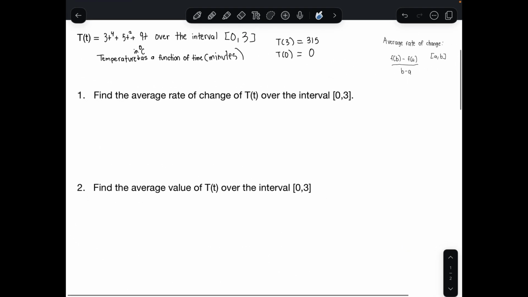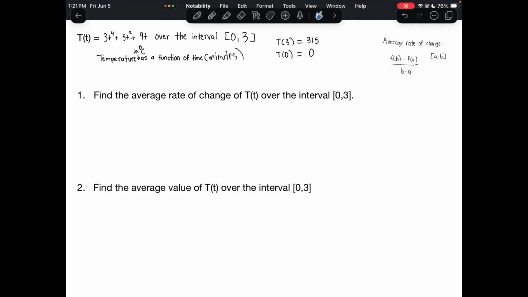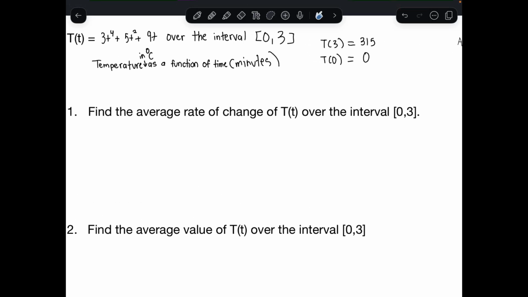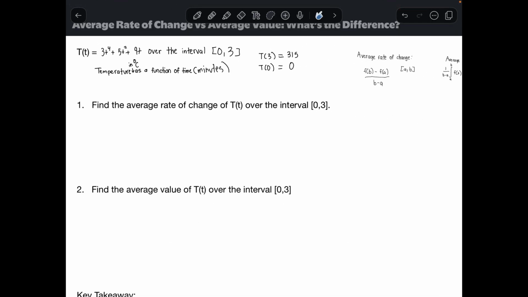So these are the two types of questions you could see. The first one is finding the average rate of change of T of t over the interval 0 to 3, or finding the average value of T of t over the interval 0 to 3.